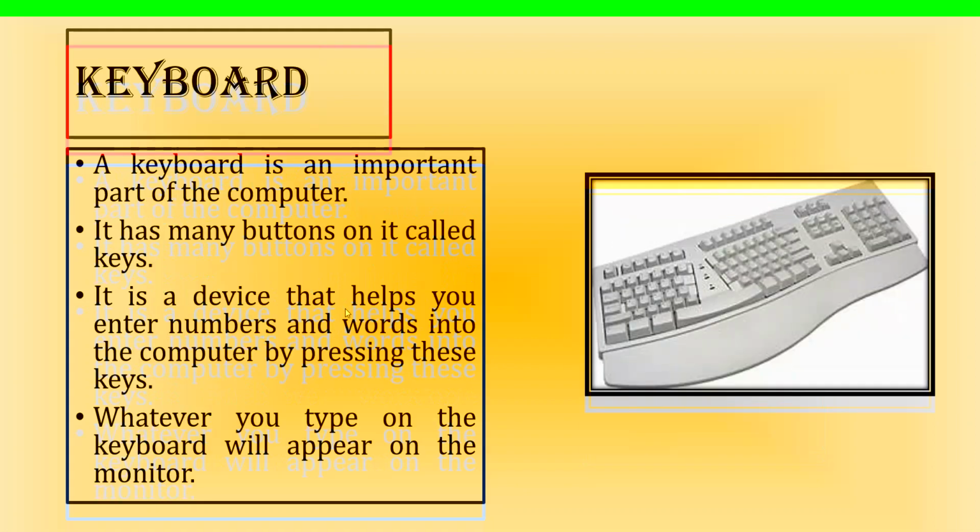Next, keyboard. What is keyboard? Here are a number of keys like F1, F2, F3. These are the function keys. Here 1, 2, 3, 4, 5, 6, 7, 8, 9. Here is the backspace button. Here is enter. In between there are characters like A to Z.